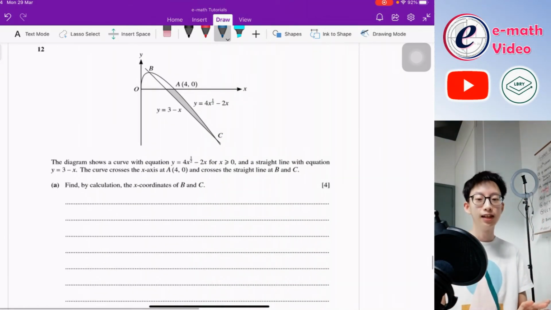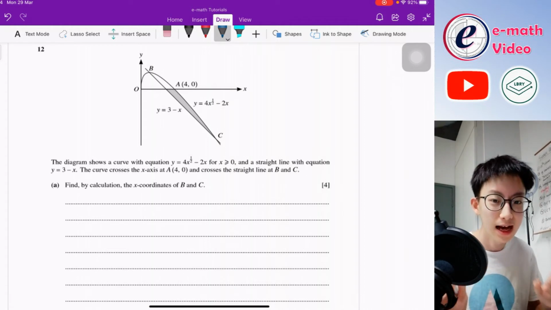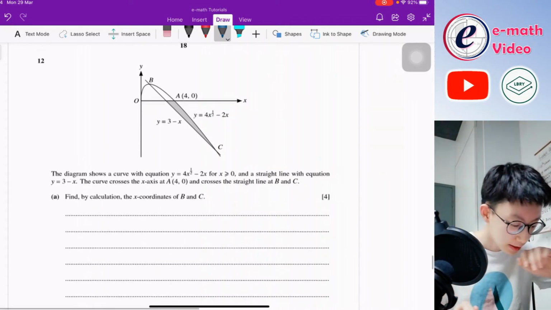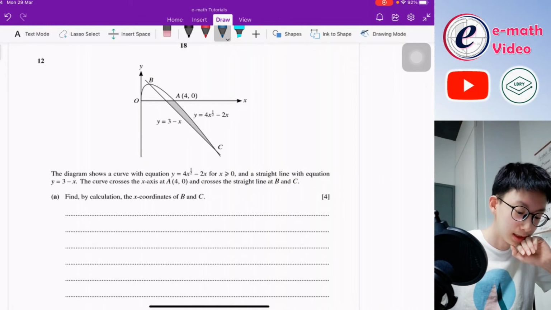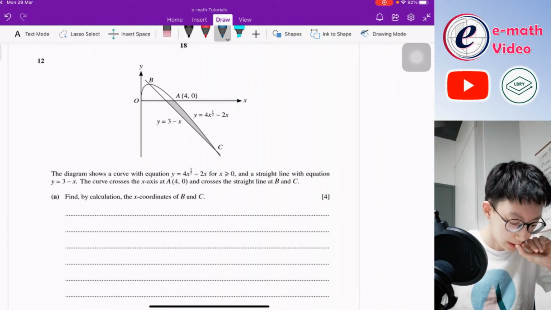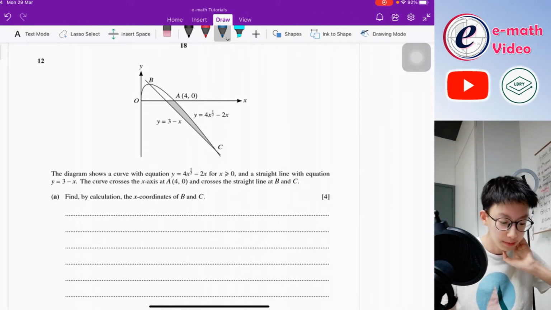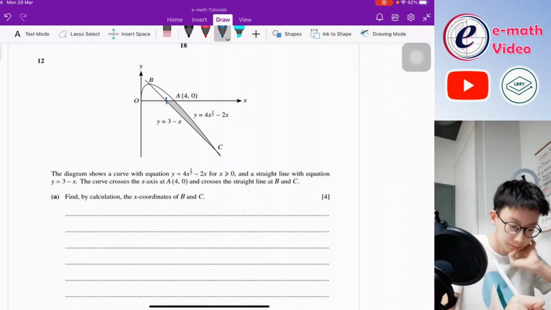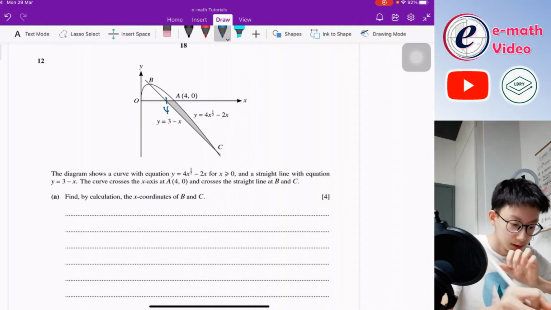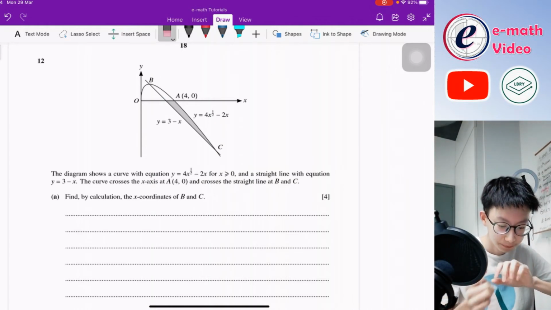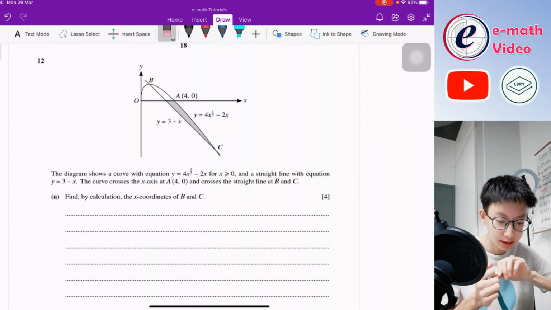And we are finally on to the last question. It's integration. The diagram shows a curve, and a straight line with equation, and so on. The line crosses the x-axis at (4, 0). Sorry, the line, not the curve. And it crosses the curve at B and C.